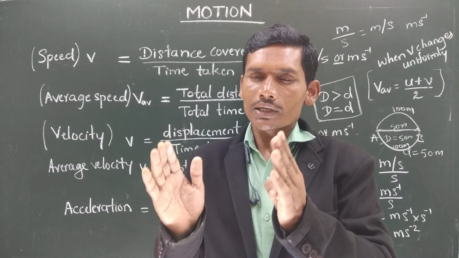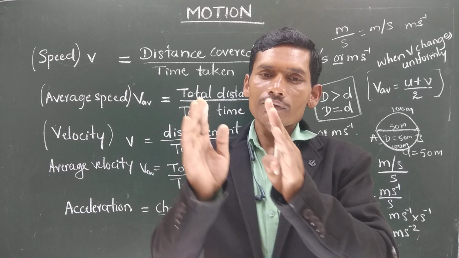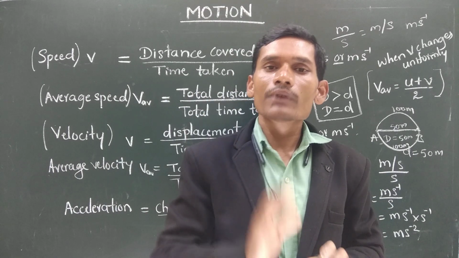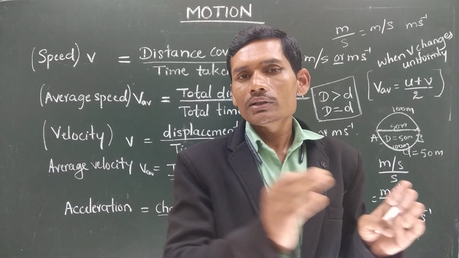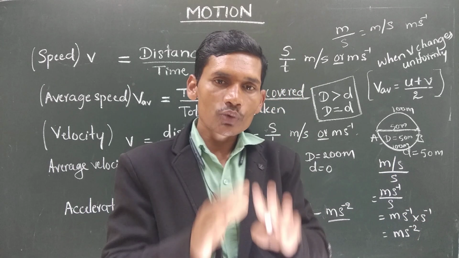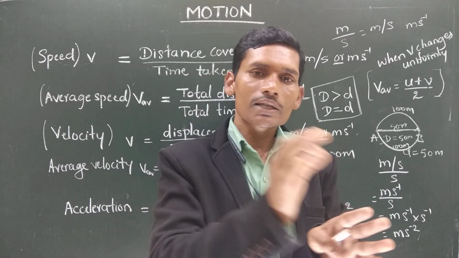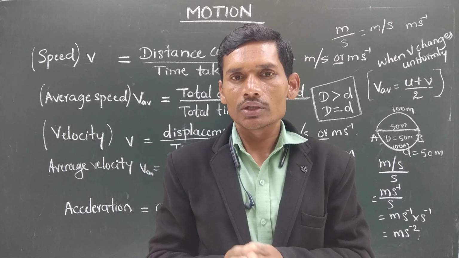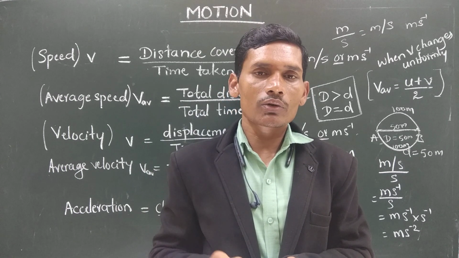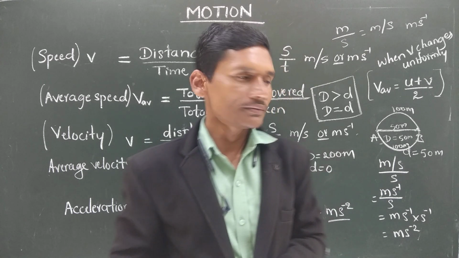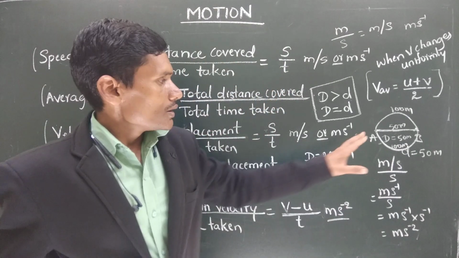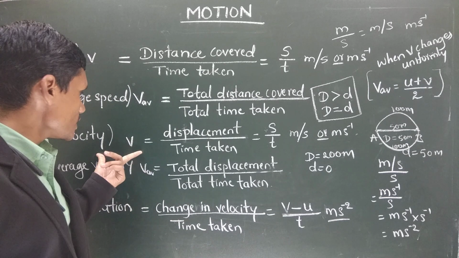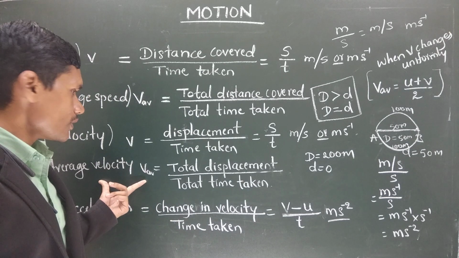So this physical quantity, velocity, which contains both magnitude and direction, is called what? Vector quantity. Speed carries only magnitude, no direction, that is a scalar quantity. Velocity carries magnitude and direction both. So because of that, this physical quantity is called a vector quantity. Now coming to the next, velocity over average velocity.